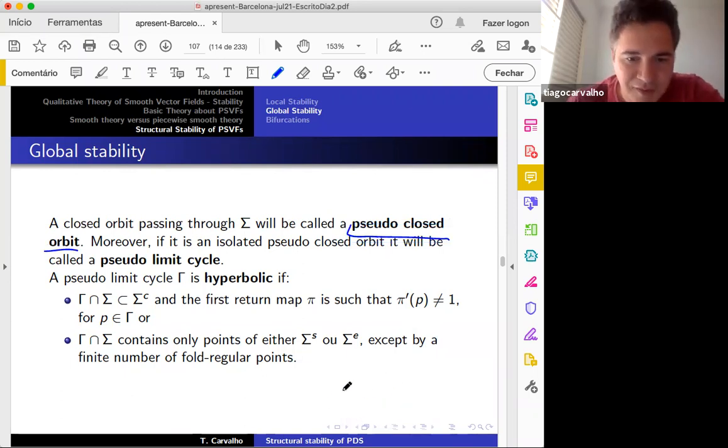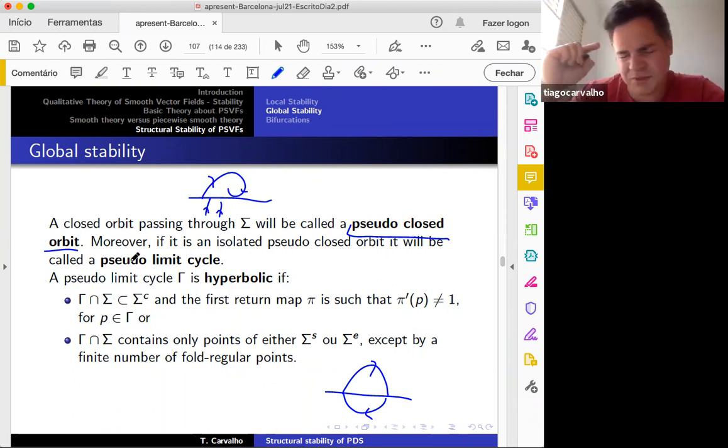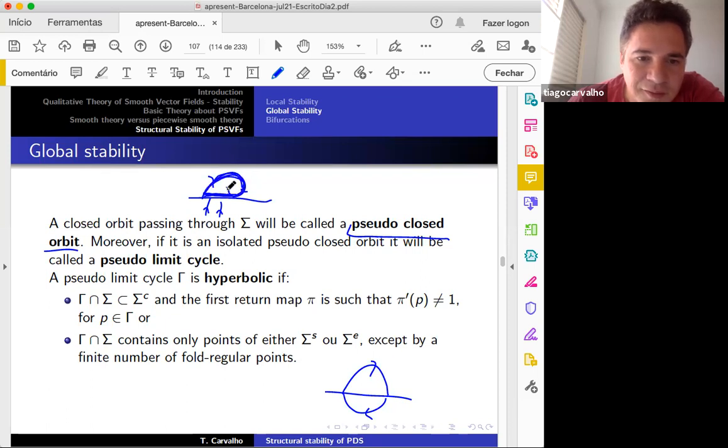For example, in R2, a crossing orbit like this, because we are considering the Lyapunov approach, and not the Meirelles Simic PUG approach. And also a periodic orbit, this orbit here, okay, passing through a fold point, sliding here, and departing sigma at this specific point, okay? These two kinds of pseudo-closed orbits are possible.